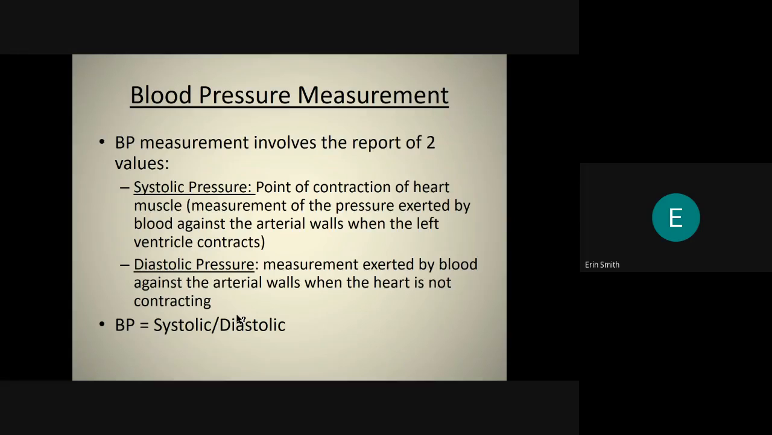Diastolic is what is happening inside those arteries when the heart is not contracting or when it's relaxing. So systolic is when the heart is contracting. The diastolic pressure, or that bottom number, is going to be when the heart is relaxing. So the blood pressure reading is going to be written typically as the systolic number over the diastolic number.